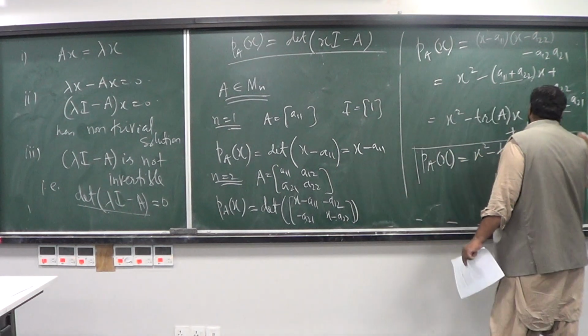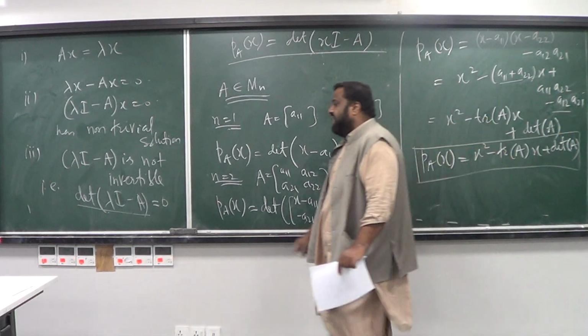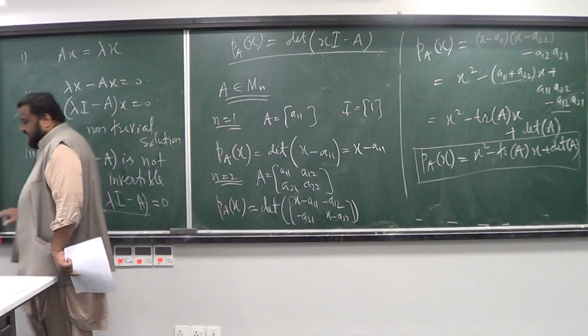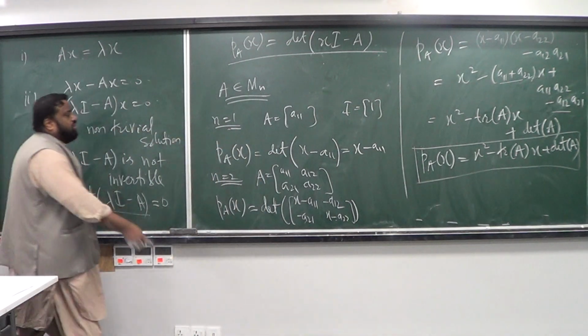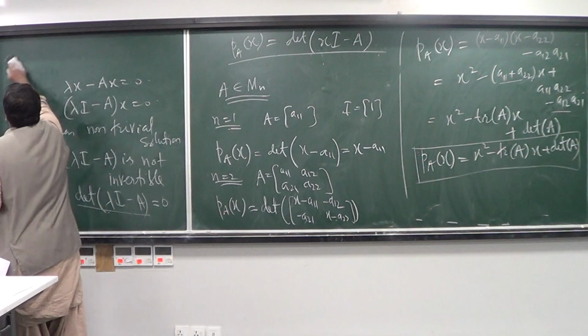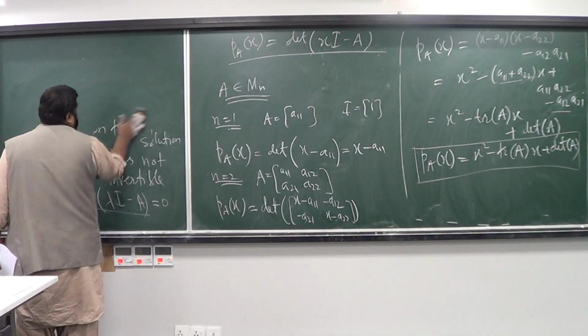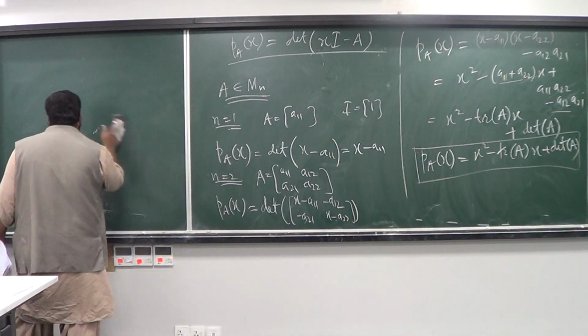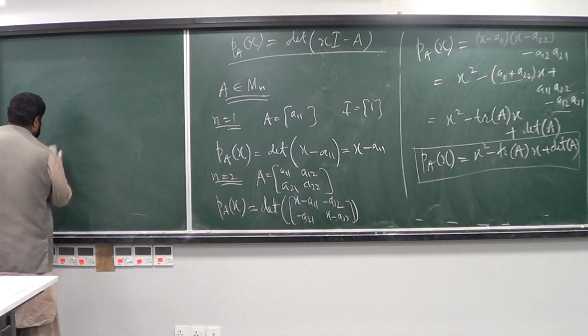I want to write this explicitly in the case of n equal to 3 as well, and then I want to generalize this: if you have an n by n matrix, what would this polynomial look like explicitly? It's going to have a nice form.